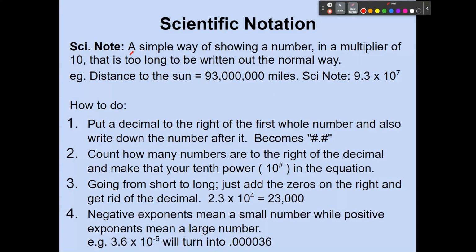But scientific notation really is just a simple way of showing a number and a multiplier of 10. It'd probably be too long to be written out in a normal way, such as our sun is 93 million miles away. In scientific notation, you write 9.3 times 10 to the 7th. Well, how does this work? So let's make a new number. How about 40,000?